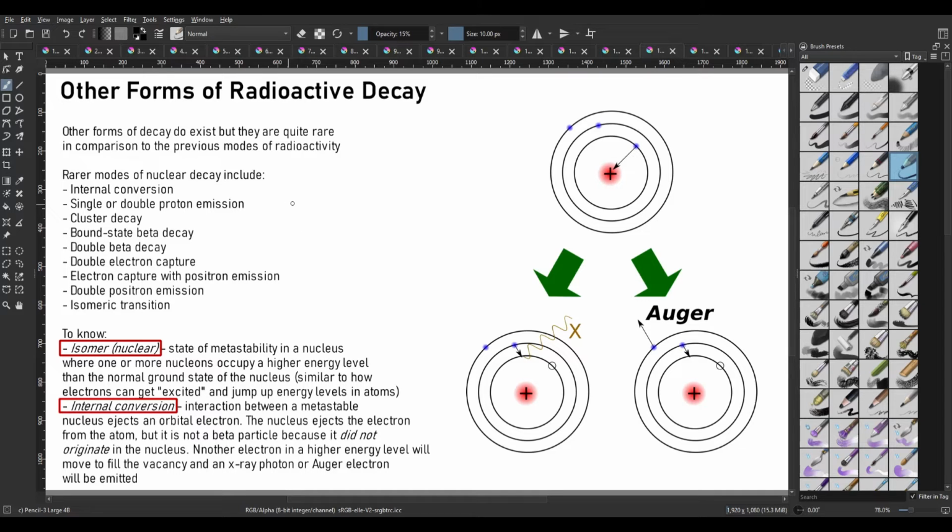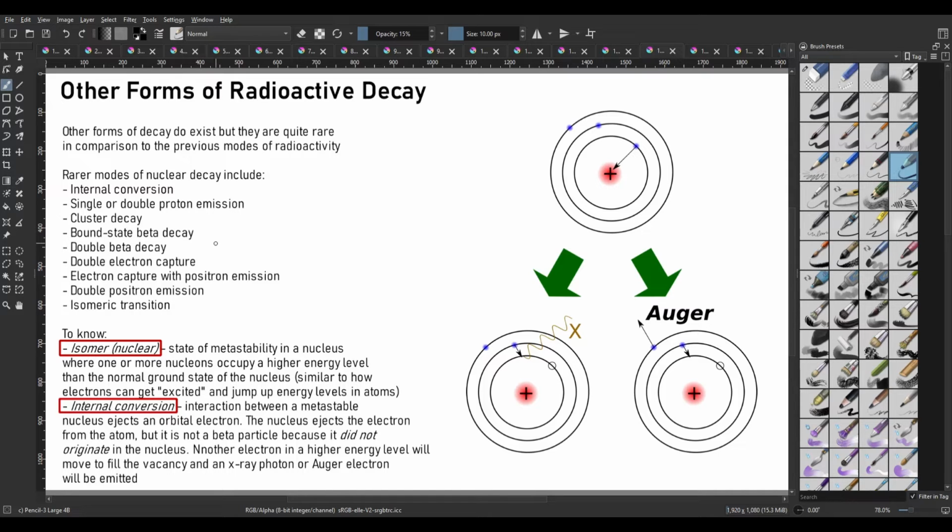So we just have a list I'm going to read down here. We have internal conversion. We'll talk about that in a second. Single or double proton emission, which is just like our neutron emission we talked about, except it emits a proton or multiple protons, and so the atomic identity is changed along with the mass number. Cluster decay, which is somewhere in between spontaneous fission and alpha decay, is more than an alpha particle but less than another stable nucleus, so we just call that cluster decay. Bound state beta decay is a bit complicated, so we're not going to go over that one.